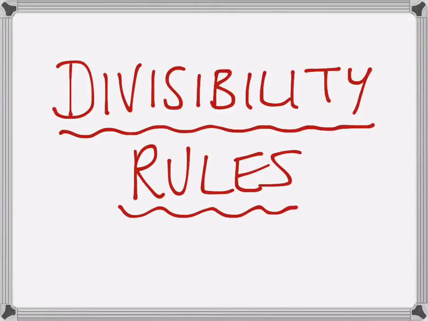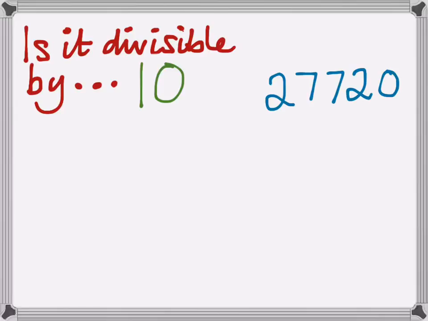This video is all about divisibility rules, or ways of seeing if large numbers are in different times tables. For all of these examples, we're going to use this number here, 27,720. And we're going to go through and see if we can tell quite easily whether this number is in a variety of different times tables without too much effort.